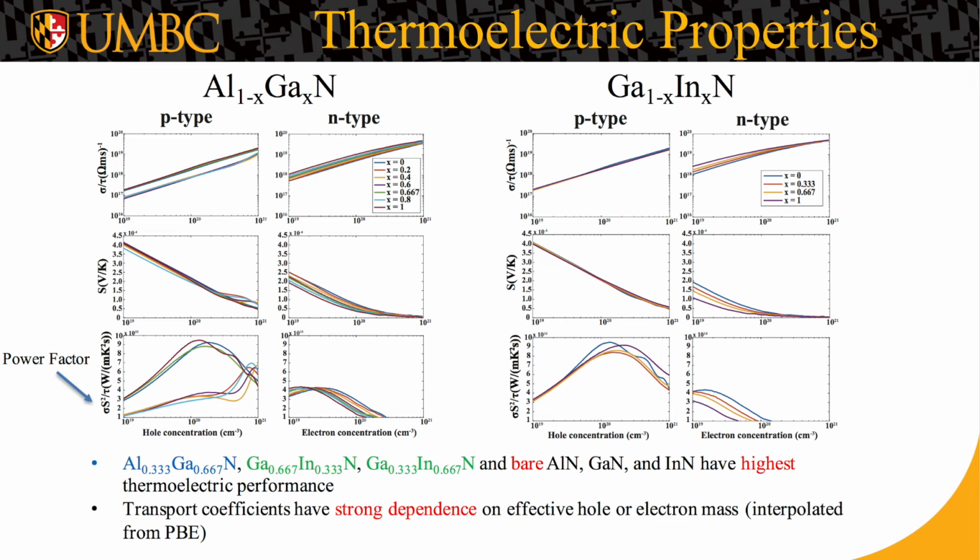As mentioned previously, the aluminum gallium nitride structures, except for x equals 2/3, have localized flat bands at the VBM, which results in a larger effective hole mass. In contrast, the aluminum gallium nitride structure at x equals 2/3 and the gallium indium nitride alloys have parabolic bands at the VBM, resulting in a much smaller effective hole mass. This difference in effective hole mass is a possible explanation of why the power factor is so much larger for these certain alloys. Similar relationships can be deduced from the effective electron mass and the bands at the CBM.